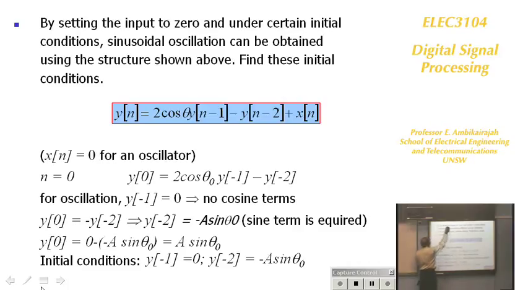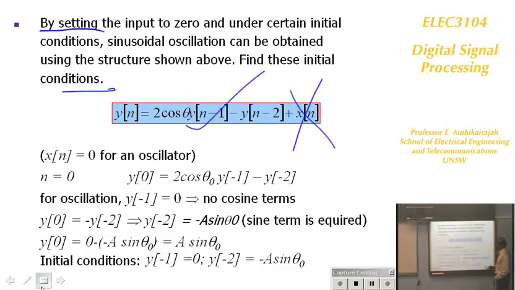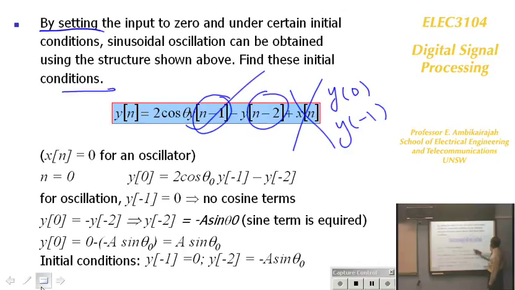The next part is by setting the input to 0 under certain conditions, you can still make the oscillation. Find the initial condition. So you write the equation, input is gone, 0. Now you have to find the initial values. That means, for example, y0 and y minus 1, two previous values, current and previous.